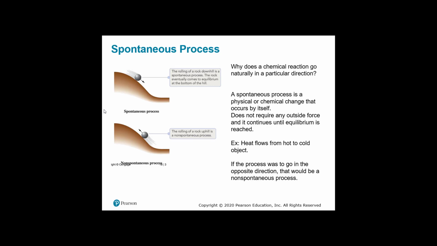So a spontaneous process is a physical or chemical change that occurs by itself without any external force or something helping it along. It does not require it, and it will keep going until it reaches equilibrium. For instance, heat will naturally always flow from something hot to something cold. It will never go the opposite way. If the process was to go in the opposite direction, then that would mean it's a non-spontaneous process. So the rock going downhill is spontaneous, but the rock going uphill is non-spontaneous. It can still be done, but it's a non-spontaneous process.